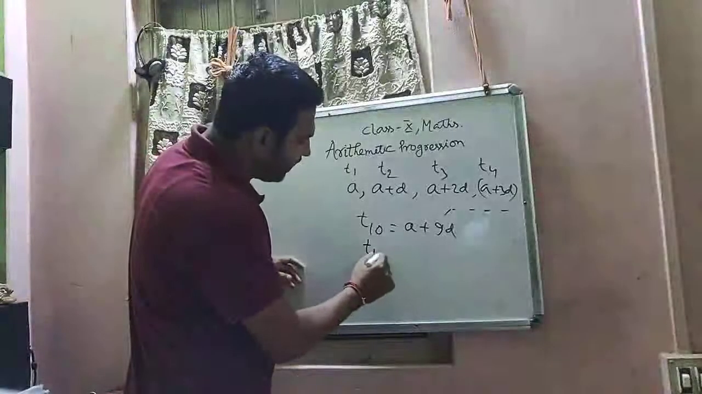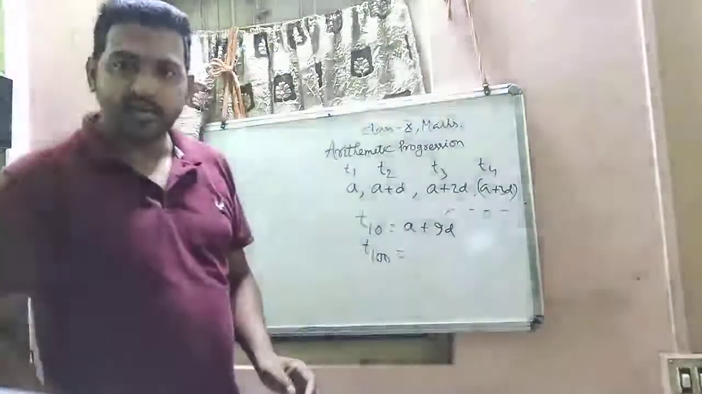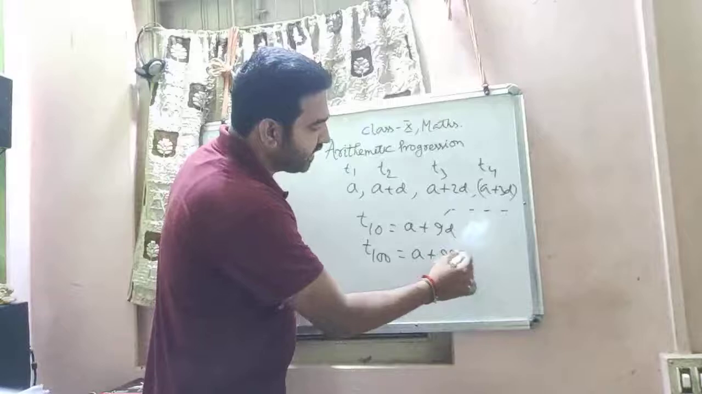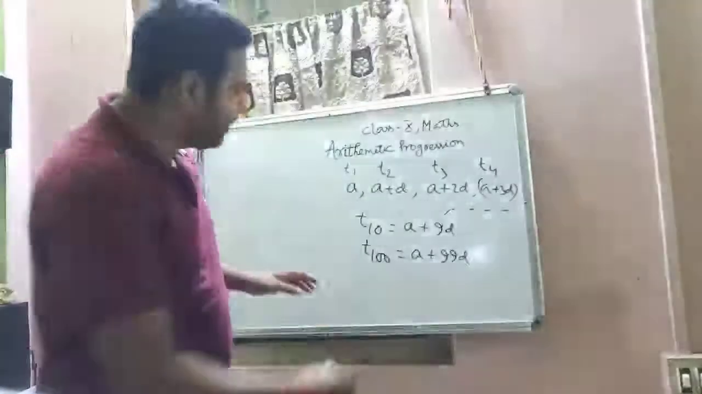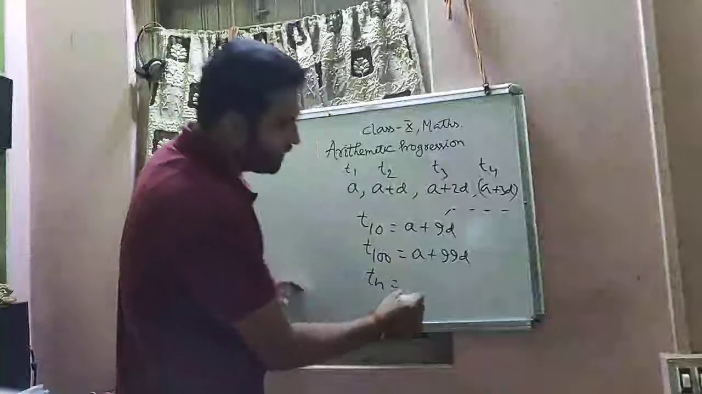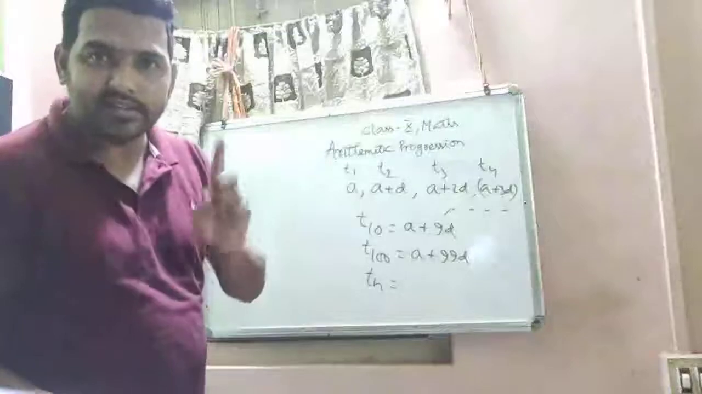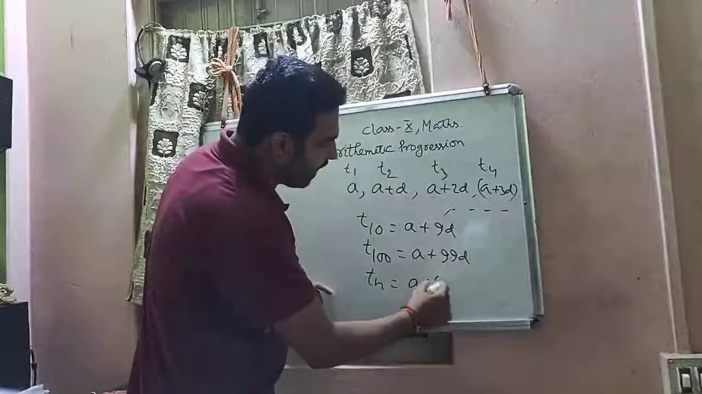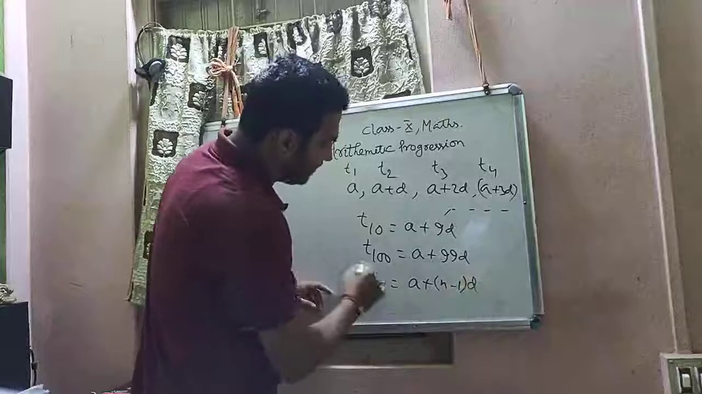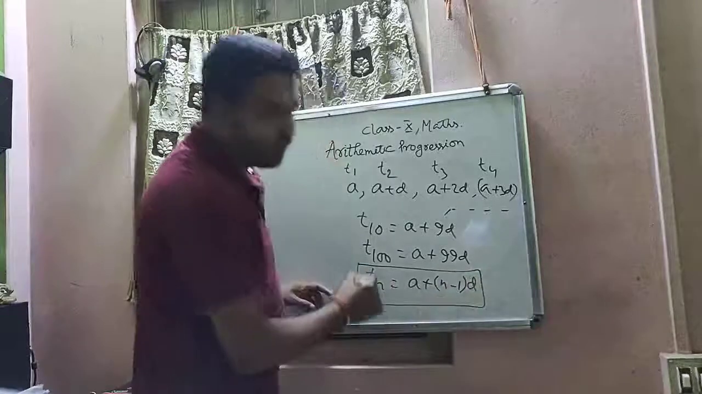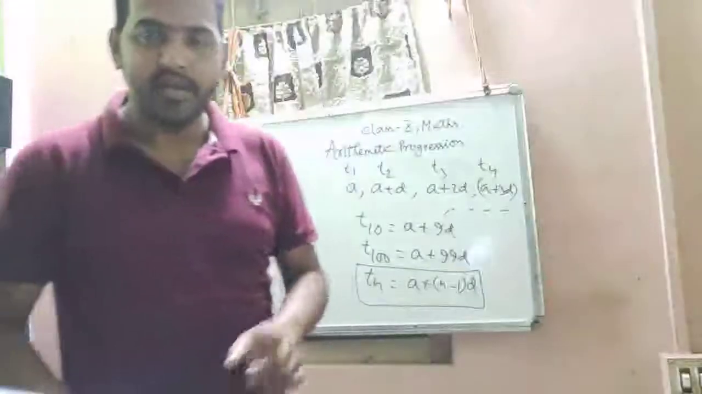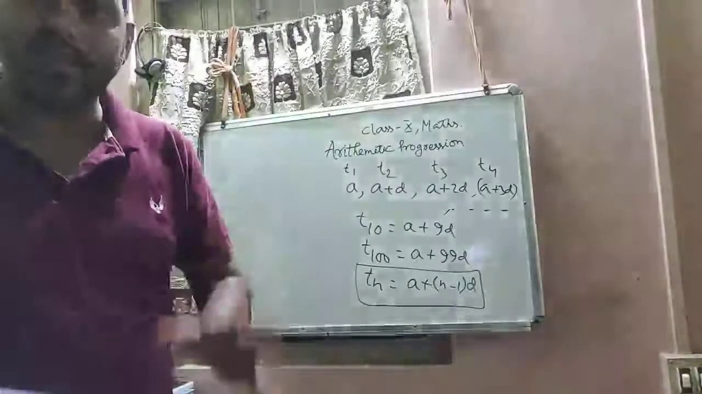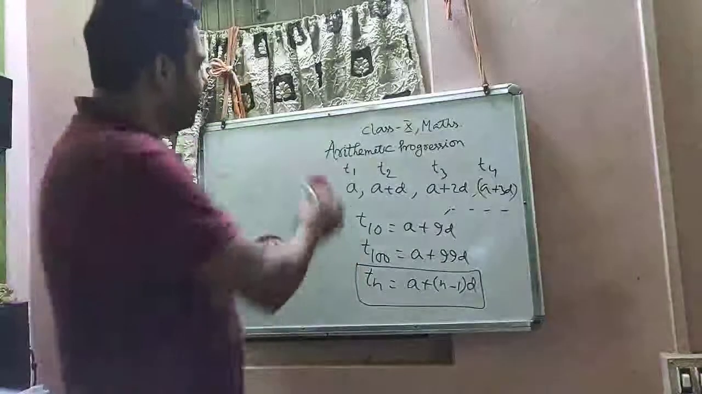Similarly, if I write the 100th term present in the series, how to write that? A plus 100 minus 1, that is 99D. So if I want to write the nth term, Tn is the nth term. That is going to be A plus n minus 1 into D, 1 less. So that is the first formula of AP. A plus n minus 1 into D is the nth term, Tn.